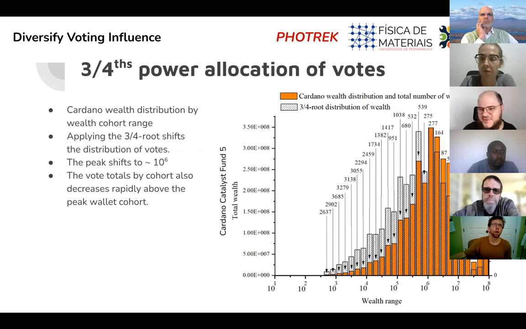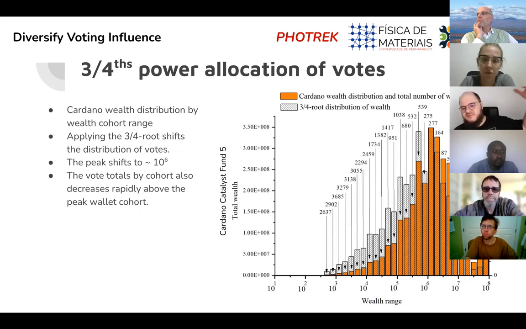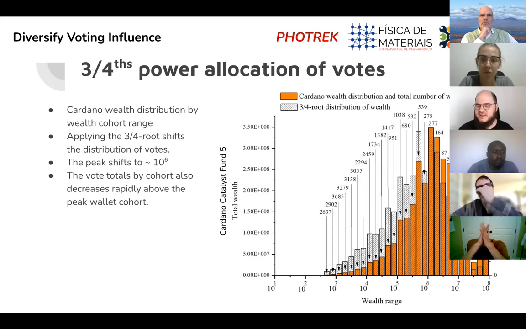We also tried other fractions. And in this one in particular, we tried, okay, let's take a 3/4 root of the wallet size. And we also reduce the influence of big wallets, and we increase the influence of smaller wallets, but now the distribution looks sharper to the middle. So we are increasing even more the majority of wallets that have that intermediate number of ADA involved in a voting process.